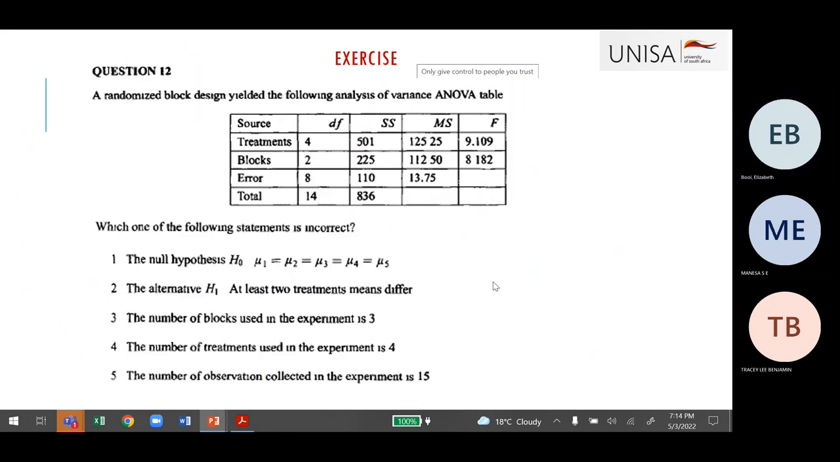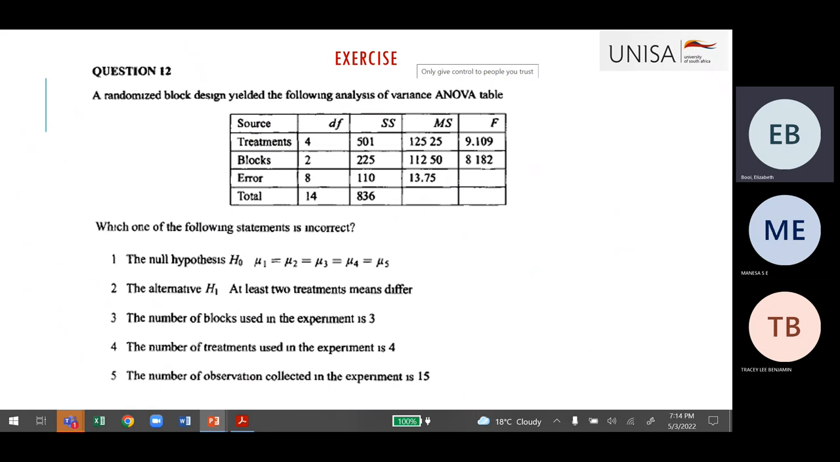Okay. So in the exam, you do get tables like this. They will already have calculated and completed everything. They just ask you the questions. So all you need to remember is what is calculated where. How do we calculate the treatment degrees of freedom? How do we calculate the block degrees of freedom? How do we find the critical values? How do we state the null hypothesis?